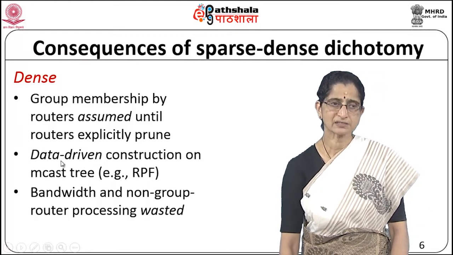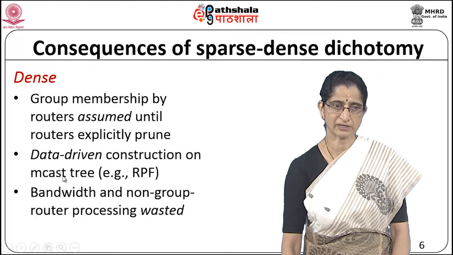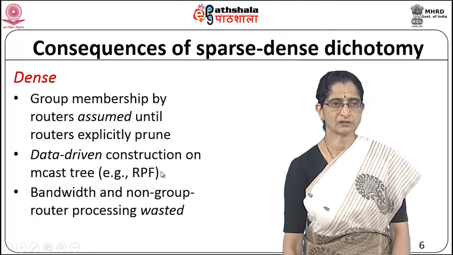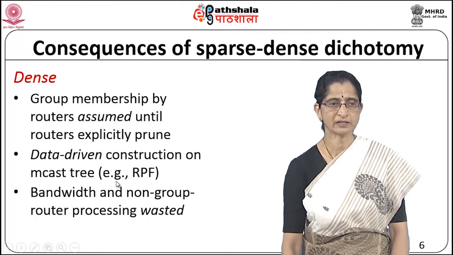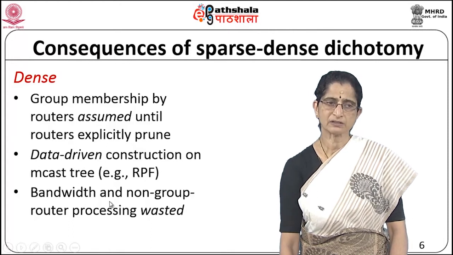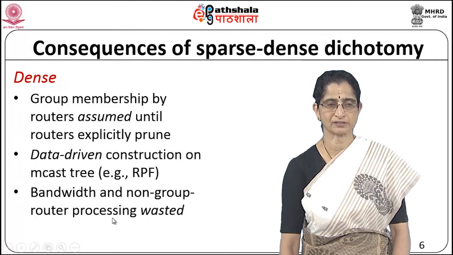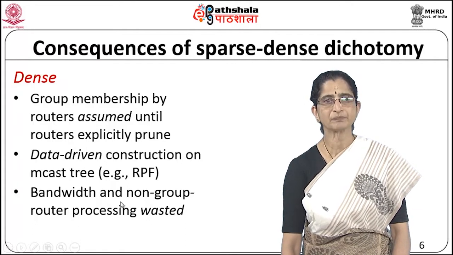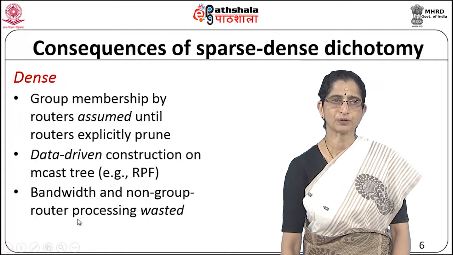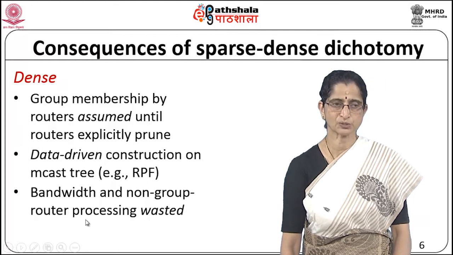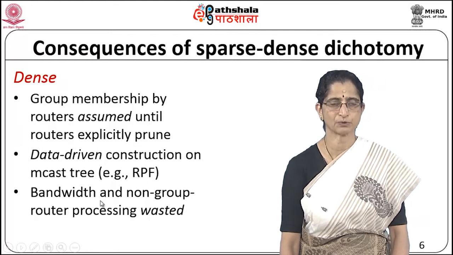So, you can say that this is kind of a data driven construction of the multicast tree and it uses the RPF, reverse path forwarding, technique. Bandwidth and non-group router processing are a little extra in this. That is, you are using additional bandwidth, and processing by non-group routers also is done additionally. So, these are some overheads that you have in the dense protocol.